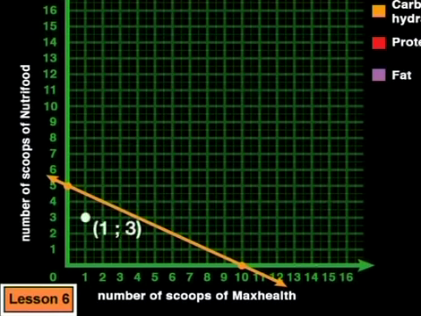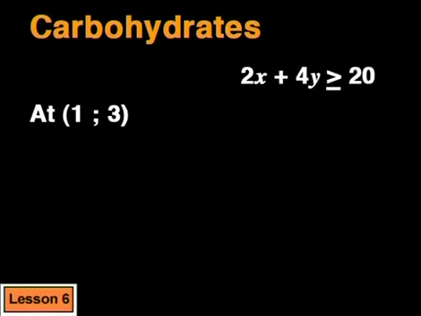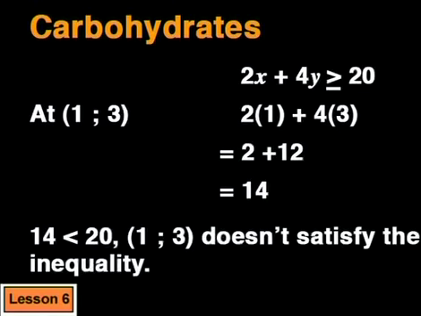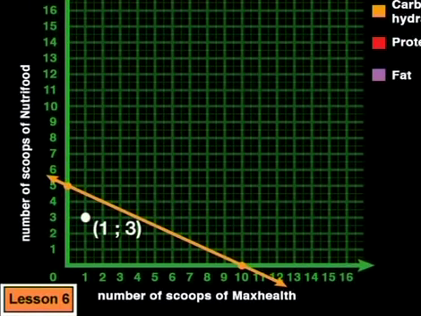I can choose a point and test it to see if it satisfies the inequality or not. Look at this point, 1, 3. The x value is 1 and the y value is 3. If I substitute this into the equation, I get 2 times 1 plus 4 times 3. That's 2 plus 12, and that's equal to 14. 14 is clearly less than 20, so this point doesn't satisfy the inequality. That means it can't be in the feasible region.